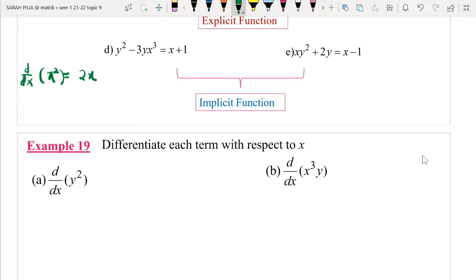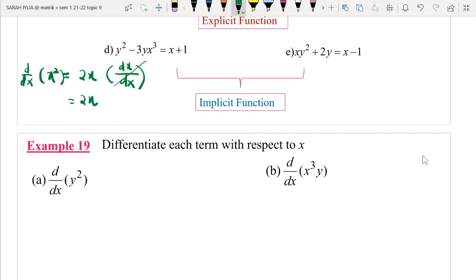Cuma selama ni yang kita tak tulis, kita tak detailkan, is whenever we differentiate variable x with respect to x, kita akan tulis kat belakang tu dx. We differentiate variable x with respect to x, dx over dx. dx over dx we can simplify as 1. Sebab tu lah kita akan tulis sebagai 2x sahaja. Kita tak pernah tulis dx over dx tu.